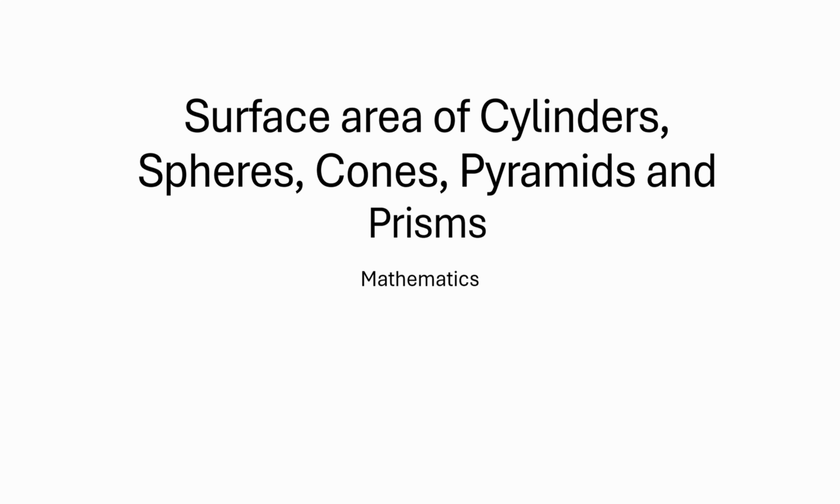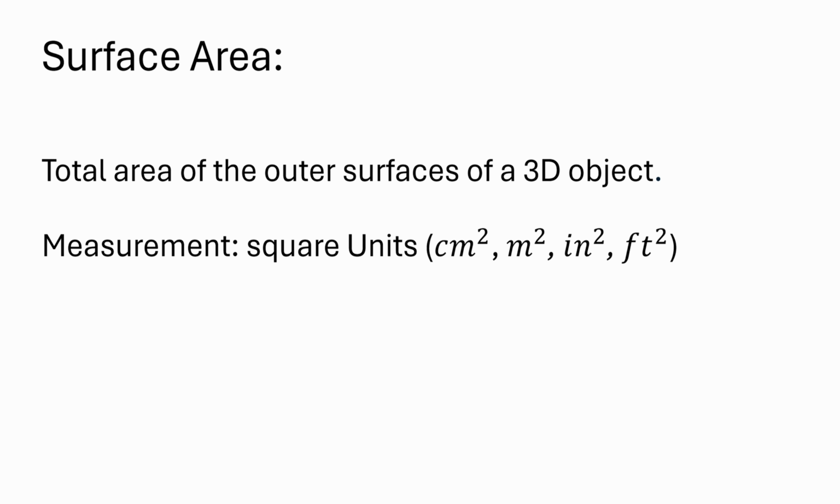In this video, we will explore the surface area of cylinders, spheres, cones, pyramids, and prisms. Surface area. Surface area is the total area of the outer surfaces of a 3D object. Surface area is expressed in square units such as square centimeters, square meters, square inches, square feet.